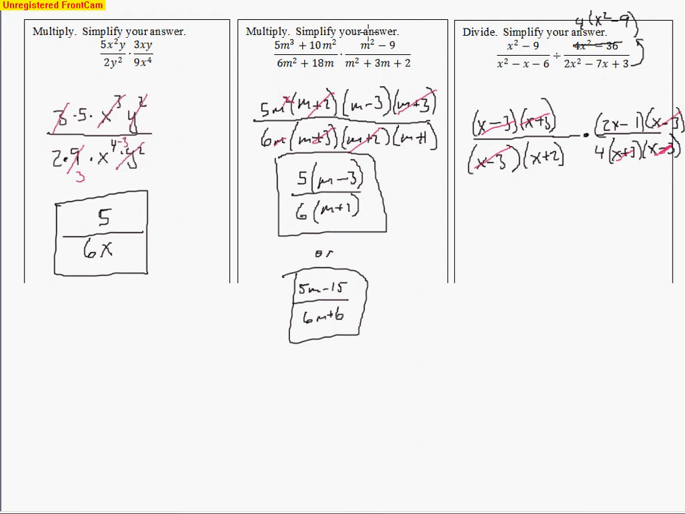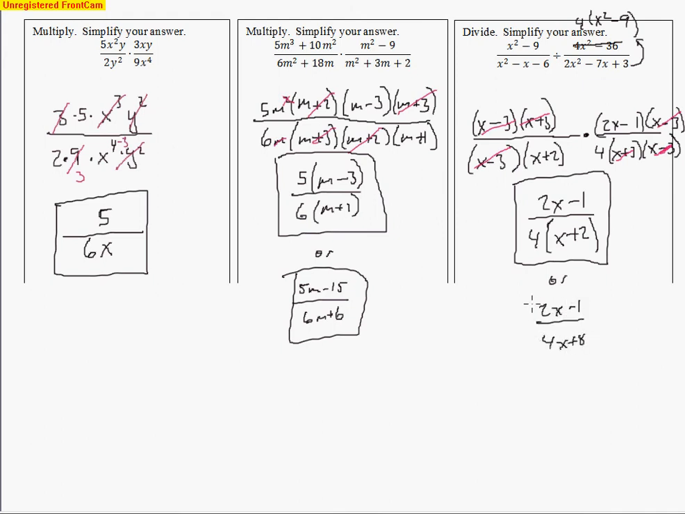So I look to see what's left over, and I've got a 2x minus 1 on the top of the fraction. I got the 4 and the x plus 2 on the bottom of the fraction. And so I'm going to write it this way. Typically we write the numbers, the constants, or the coefficients first, and so I'll put that in front of the parentheses. So again, you could see it this way, or on some tests you might end up seeing it this way, 4x plus 8. And so either answer is fine.